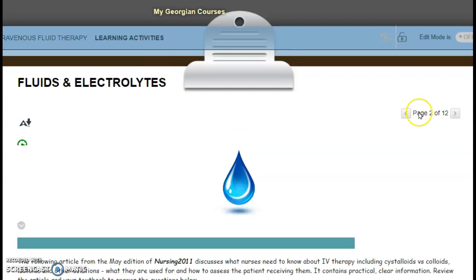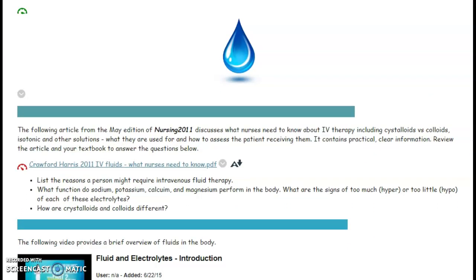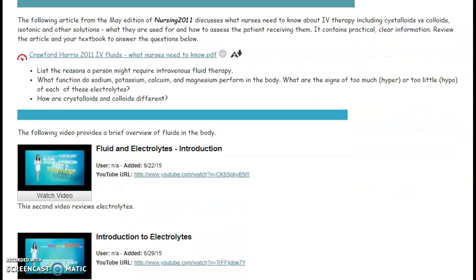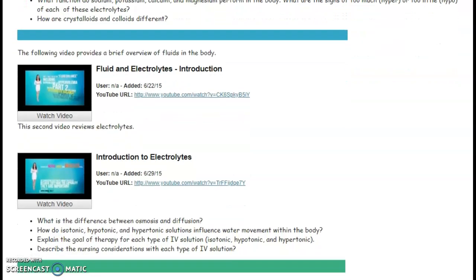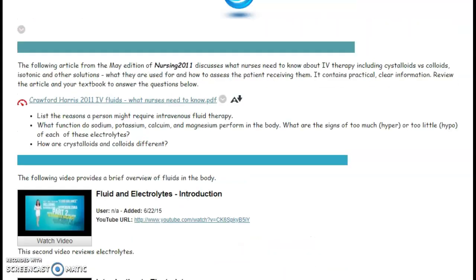Fluids and electrolytes. What are they? Fluid and electrolytes are essential for a healthy body function. Make sure you review how fluids and electrolytes act in the body. There are some good videos here on Blackboard, and it's important to understand the difference between osmosis and diffusion, as this dictates how IV fluids move in the body.